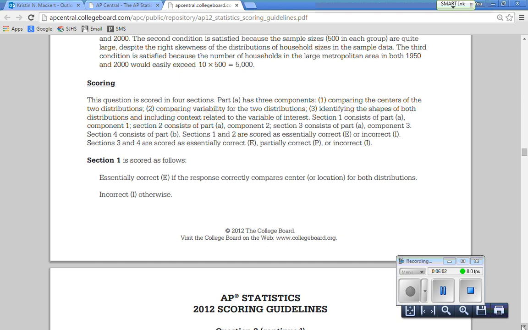Okay? If it says the words compare distributions, you better be prepared. Shape, center, spread. Okay? It comes up a lot. All right, and then the fourth section was, what was the fourth section? Oh, just part B. Okay, fine.